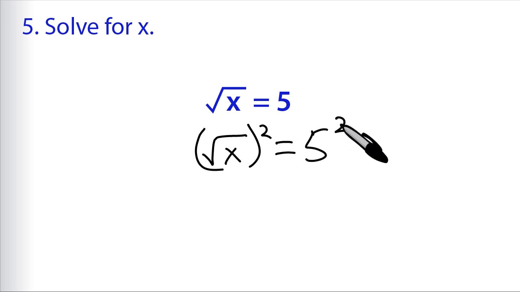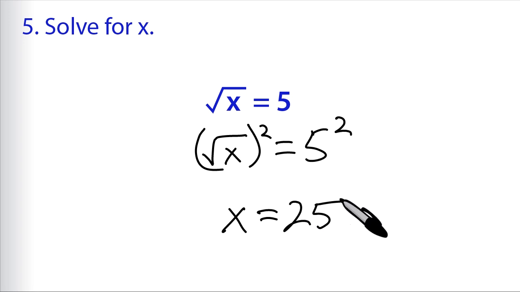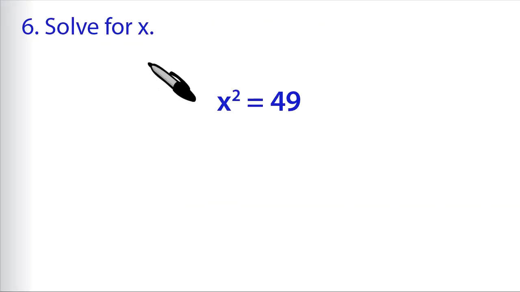So on this side, we have 5 squared. And so the square root and the square cancel each other out. They undo each other, leaving just x. So x equals, and then we have 5 squared. 5 squared is 5 times 5, which is 25. So x equals 25.